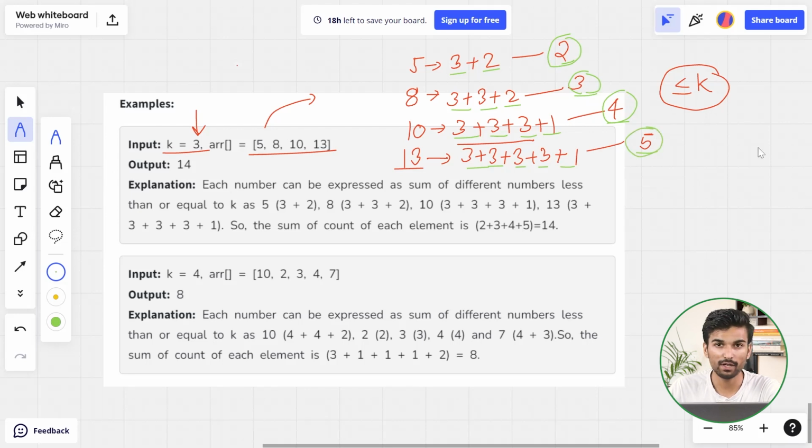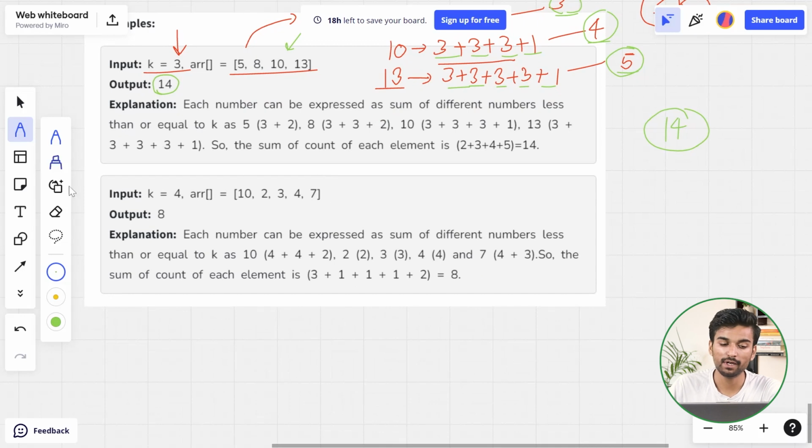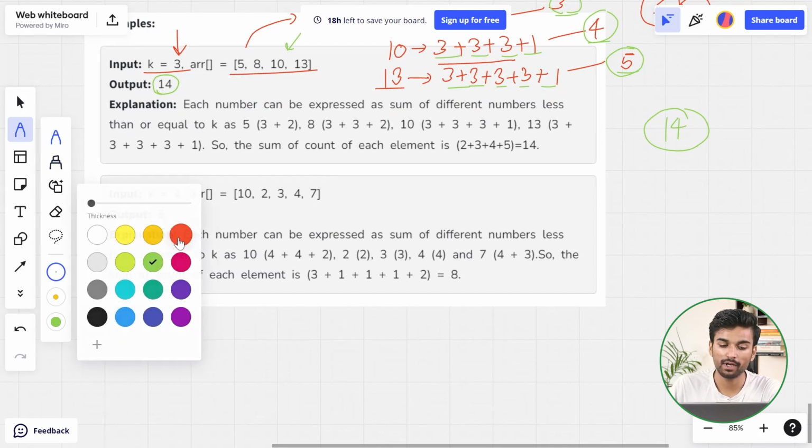So if we try to calculate the sum, it will come out to be 14, right? So 14 is the answer for this particular example, as we can see. 14 is the answer, right? Similarly, see example number 2.